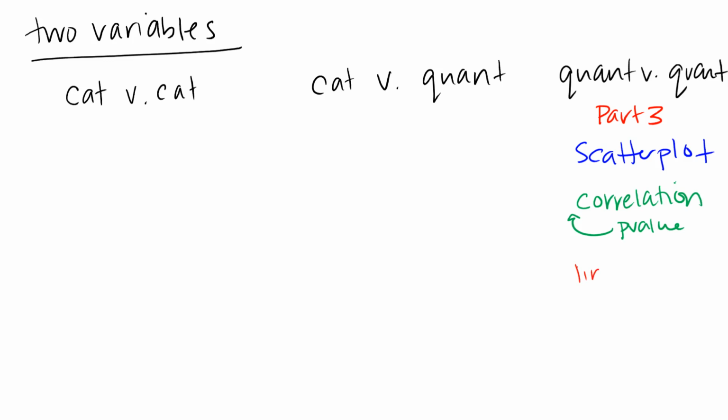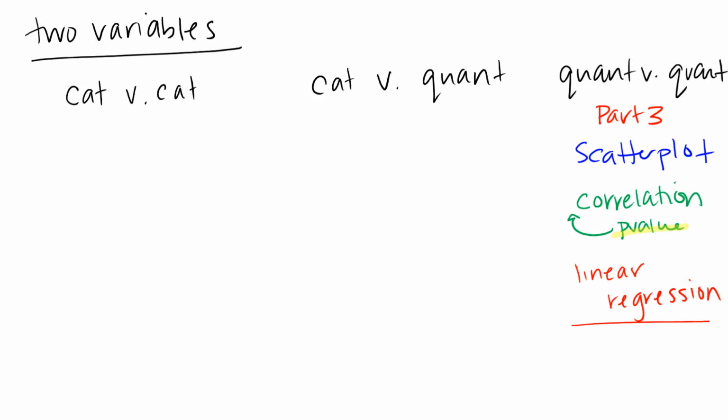We could even, if that relationship is linear, do linear regression and then interpret our slope and all that great stuff that we learned from part 3. So quantitative versus quantitative, the only new thing that we're going to add to the part 3 stuff that we learned is this idea that you can get a p-value for your correlation.